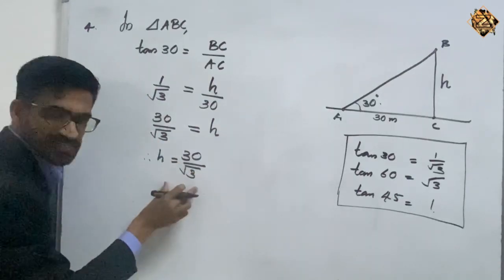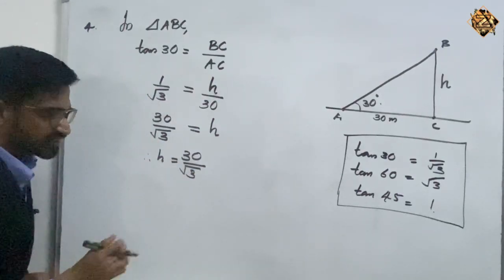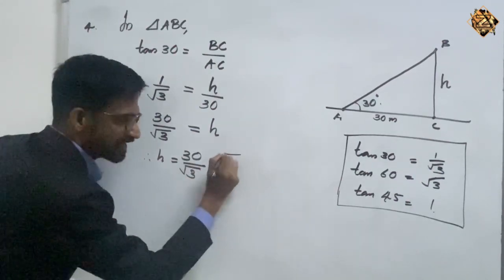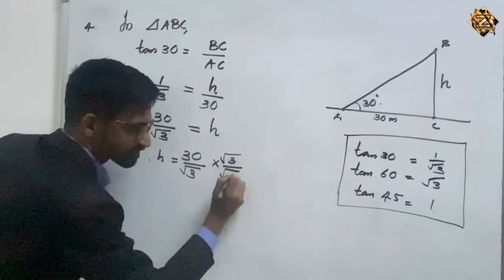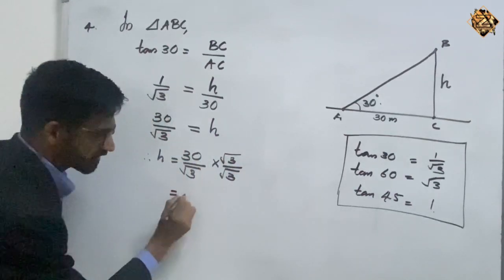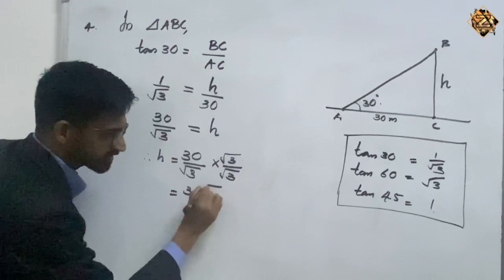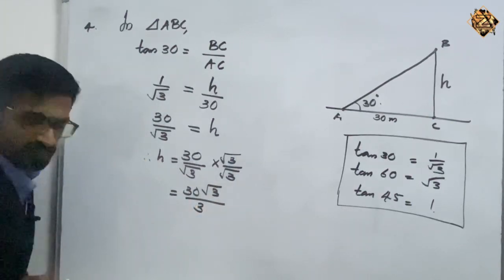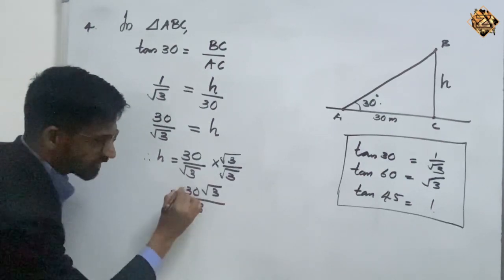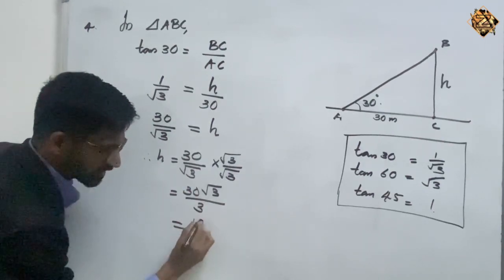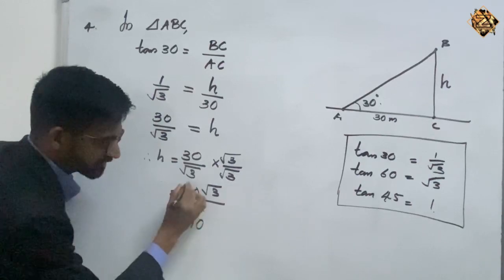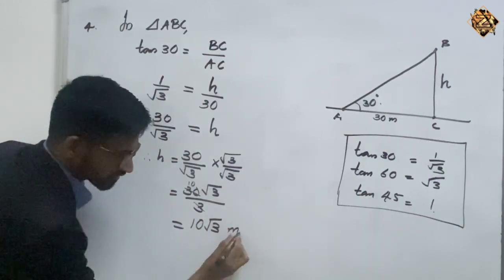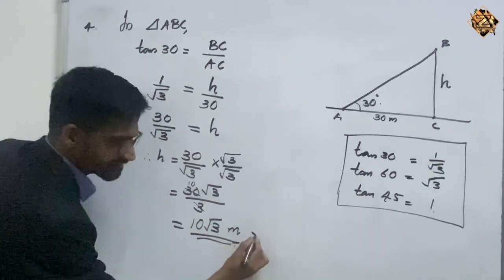We can rationalize the denominator since it's a root number, isn't it? To rationalize the denominator, we will multiply and divide by root 3. So that's equal to 30 into root 3, that is 30 root 3, by root 3 into root 3 which is 3. 3 into 10 is 30. So that is 10 root 3 meters. Therefore, the height of the tower is 10 root 3 meters.